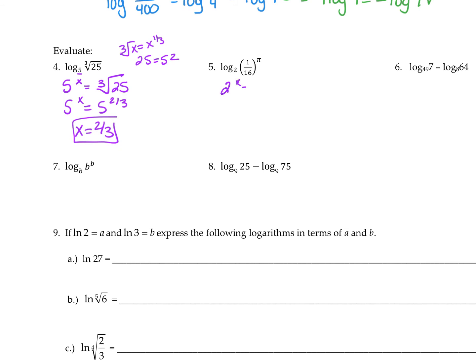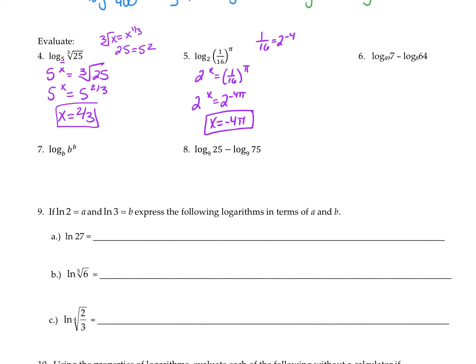2 to some power is going to equal 1/16 to the pi power. Well, 1/16 would be the same as 2 to the negative 4. So I'm going to end up with 2 to the negative 4 pi. So that means x is equal to negative 4 pi.